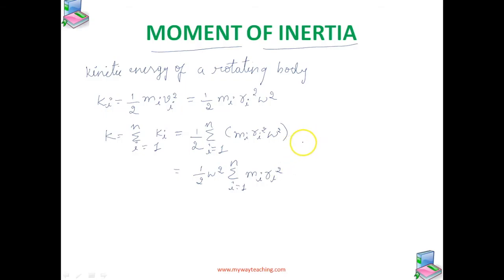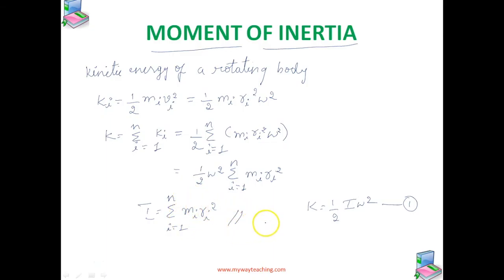So we define a new parameter characterizing the rigid body, called moment of inertia, given by I equal to sigma i equal to 1 to n mi ri square. With this we can write the kinetic energy as half I w square. The parameter I is independent of the magnitude of the angular velocity. This is the characteristic of the rigid body and the axis about which it rotates. If you compare this expression for the kinetic energy of a rotating body with the expression for the kinetic energy of a body in linear motion, that is half mv square.